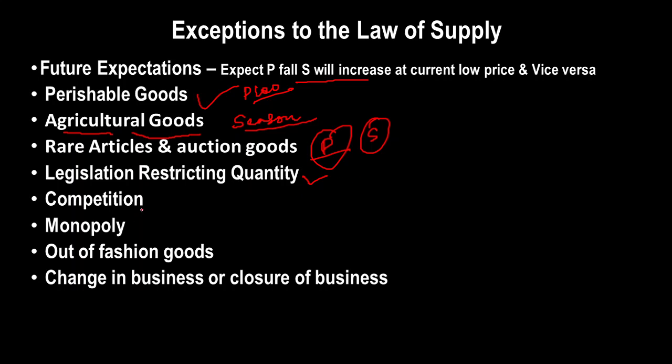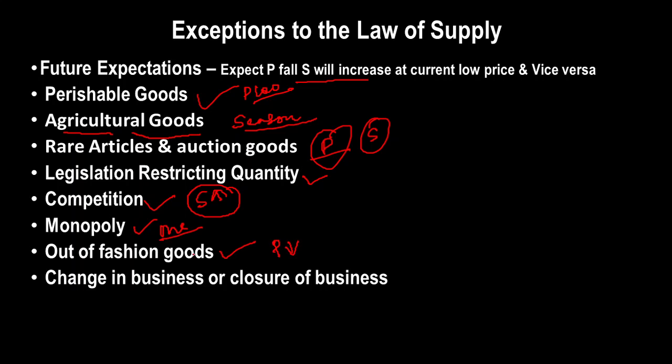Then competition means the number of sellers is more. When the number of sellers is more, the supply will be more. If the number of sellers is less, supply will be less. So competition increases supply. You have more and more suppliers in the market, whereas in monopoly there is only one seller, and when the seller is one, the supply will be limited, or supply will depend on the market forces or the price movements. Then out of fashion goods also, dear students, in that case also the law of supply does not operate, even if the price is less.